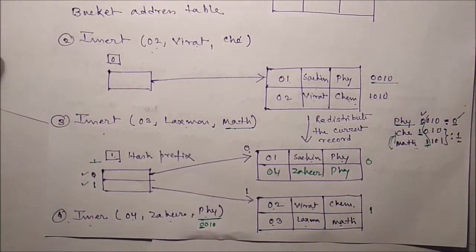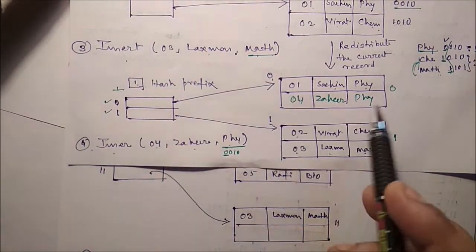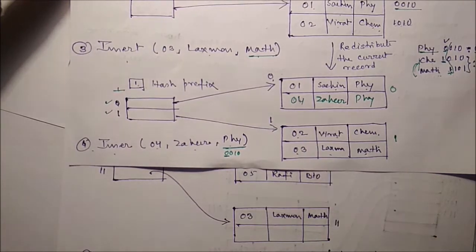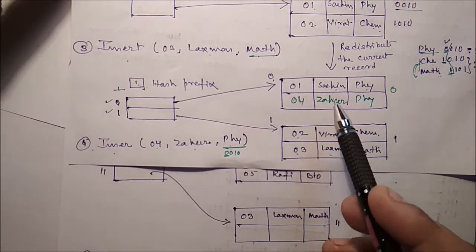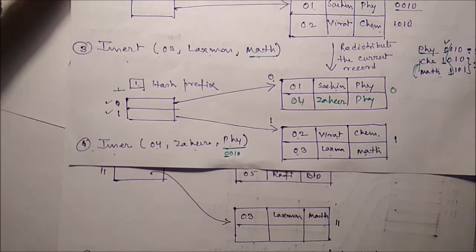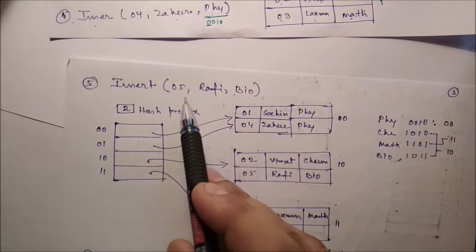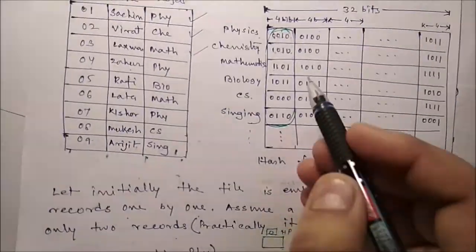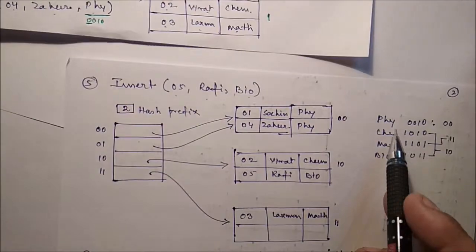Now after inserting roll number 4, all the buckets are full. That means if you want to insert one more record, you have to split a bucket. So next, insert roll number 5 Rafi and biology. What are the initial bits for biology? The initial 4 bits are 1011.